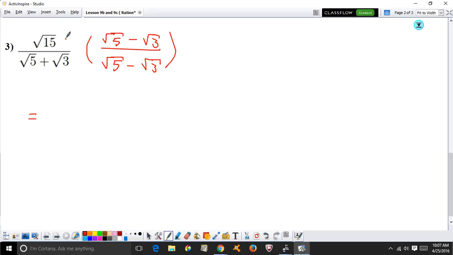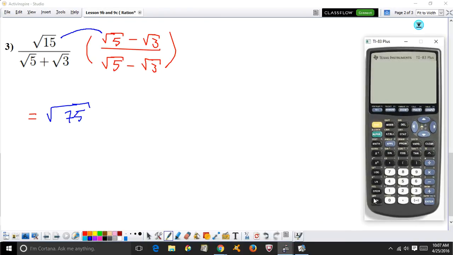Now, let's perform our multiplication. Let's perform the multiplication on top. Square root of 15 times 5. So that's 75. Is it? Let me just double check. So 15 times 5. It is 75, so we're good.